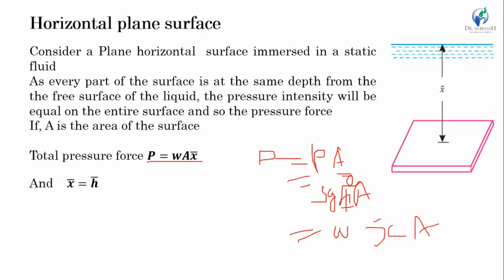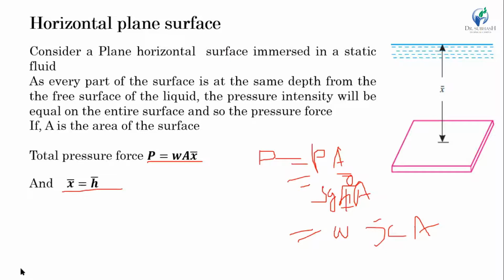CG from the free surface of liquid, which is the same equation as we have derived for the horizontal plane surface. And as for the location of the center of pressure, if we neglect the thickness, then x bar is equal to h bar. So this is the location of the center of pressure. CG and C both points will lie on the same plane. So x bar equals h bar. This is the location of the center of pressure, and this is the amount of total pressure force on a horizontal plane surface.